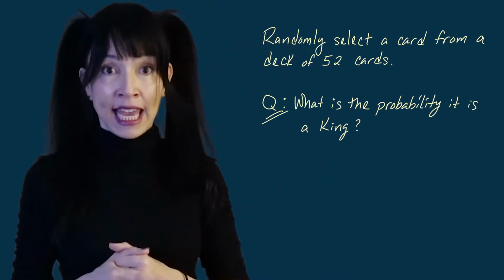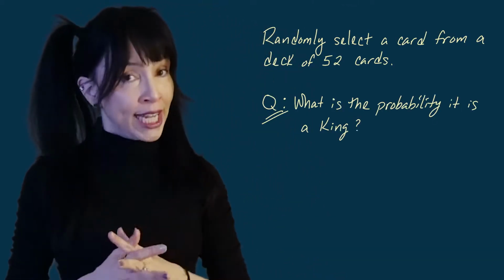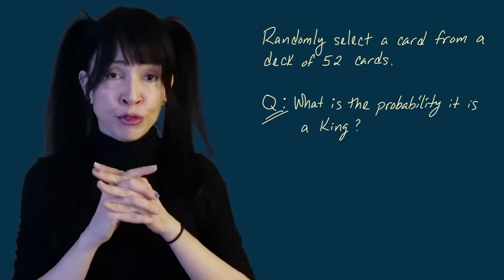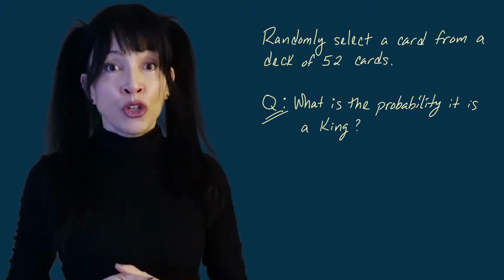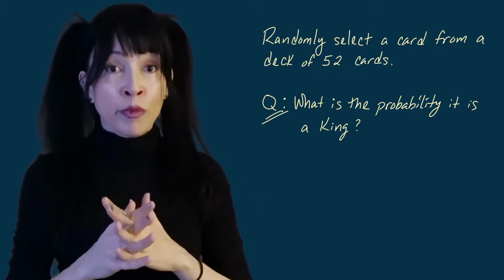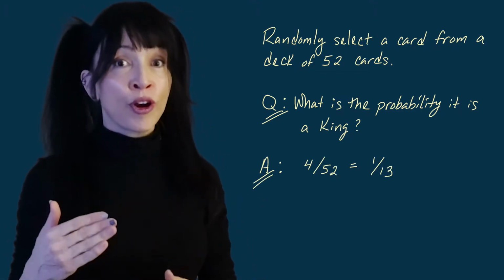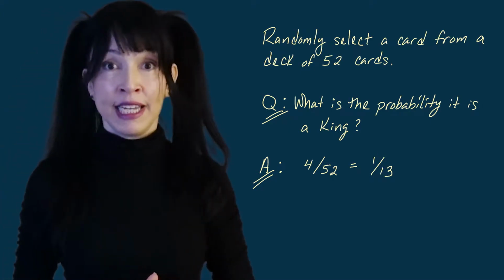Let's randomly select one card from a deck of 52 playing cards. What is the probability that you get a king? Now, there are 4 kings among the 52 cards, and if we're truly randomly selecting, then they're all equally likely. So the probability of getting a king is 4 out of 52, or 1 out of 13.